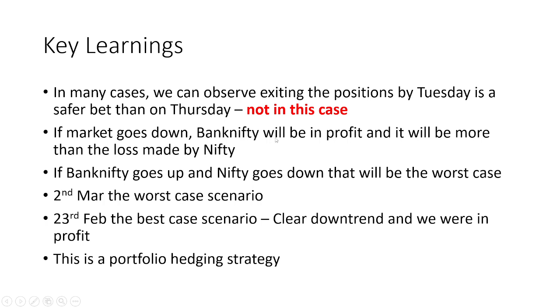If the market goes down, in general when Nifty and Bank Nifty are both correlated to each other, Bank Nifty will be in profit and it will be more profit than the loss made by Nifty. So overall, you'll be earning a profit. And the worst case scenario will come when Bank Nifty goes up and Nifty goes down, which exactly happened on 2nd March. And 23rd February was the best case scenario, where there was a clear downturn and we were in profit.